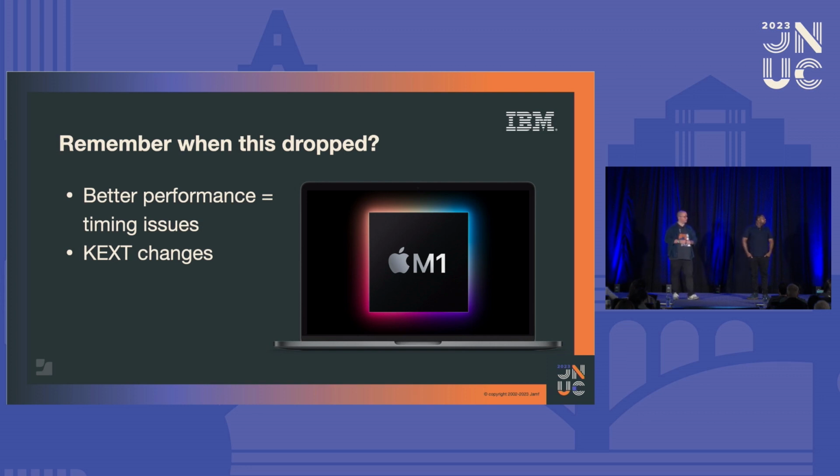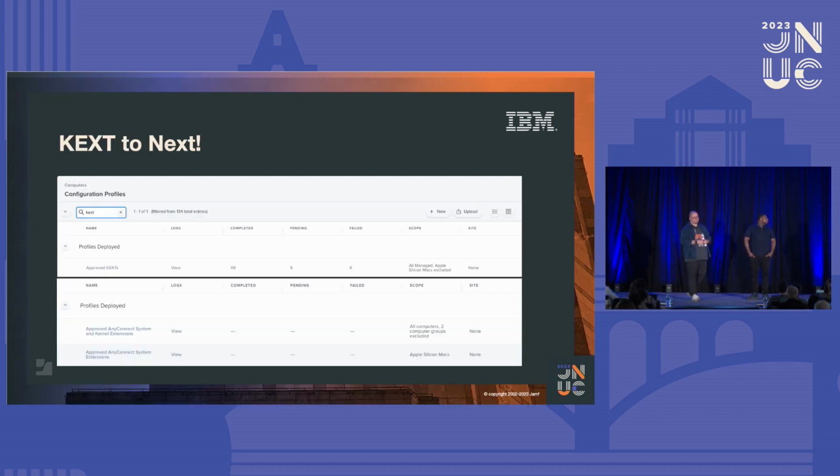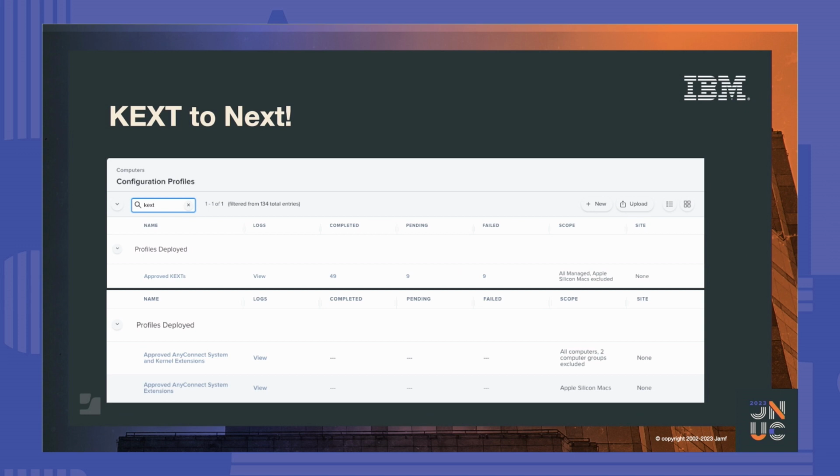Also, the kext was a life changer on Silicon devices. The introduction of Apple Silicon meant for the macOS environment that we are now not able to use kernel extensions because of security and architecture. So now we had to deploy system extensions for Silicon devices.